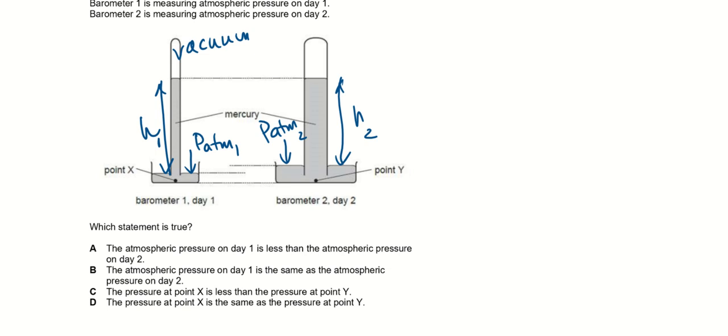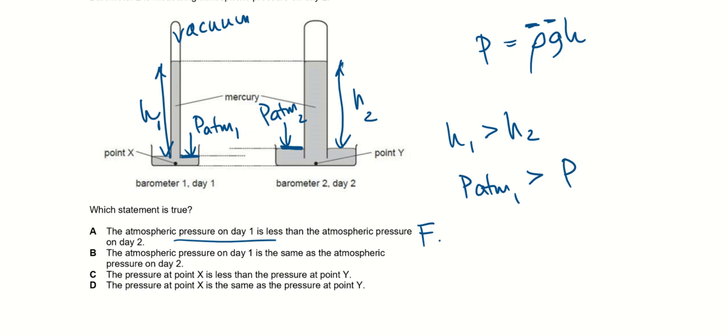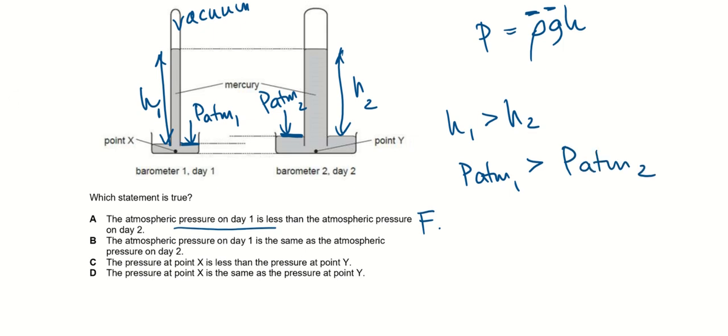So how do we find out? Let's go through the options together. The atmospheric pressure on day 1 is less than the atmospheric pressure on day 2. This is not true, right? Because if you see, H1 is equal to H2, right? And atmospheric pressure is acting on this surface, sorry, my mistake. Actually, H1 is not equal to H2. Pressure equals rho g h. The density is the same, g is the same for both cases, but H1 is actually larger than H2. Therefore, atmospheric pressure 1 is greater than atmospheric pressure 2. So atmospheric pressure on day 1 is less than on day 2. This is false.